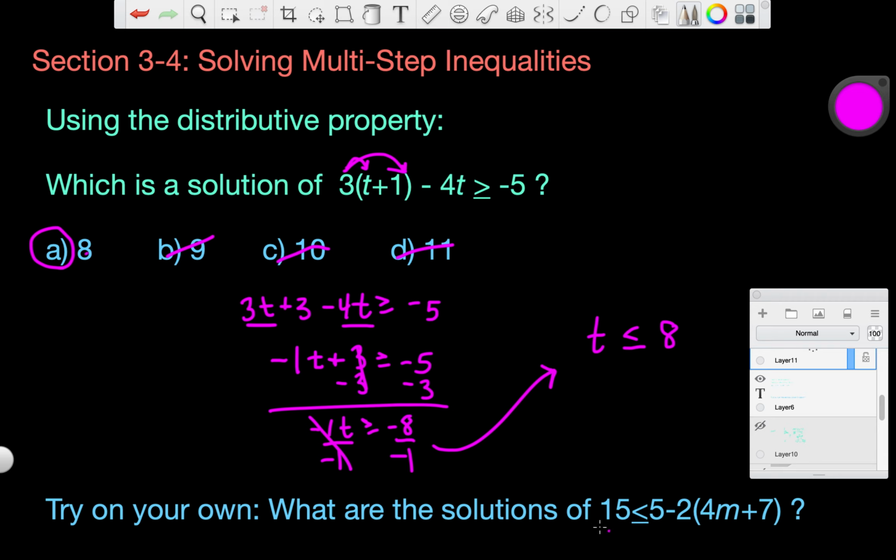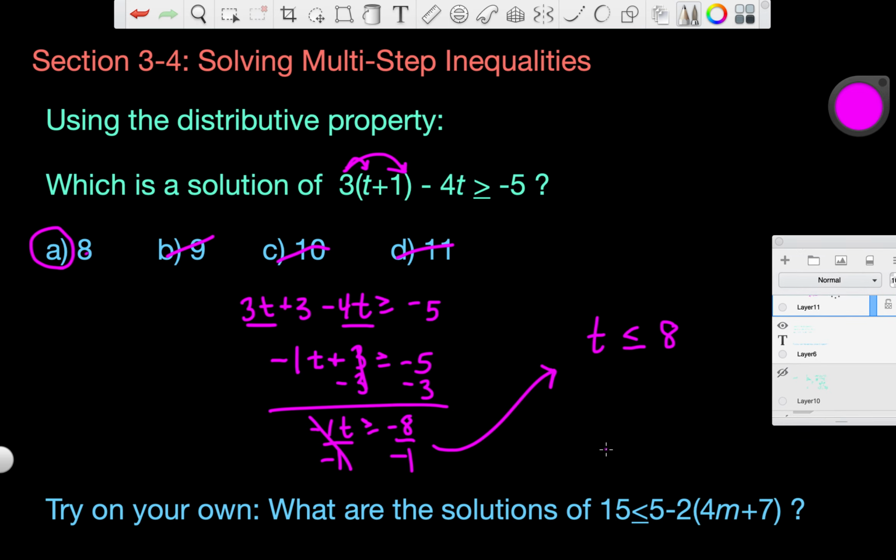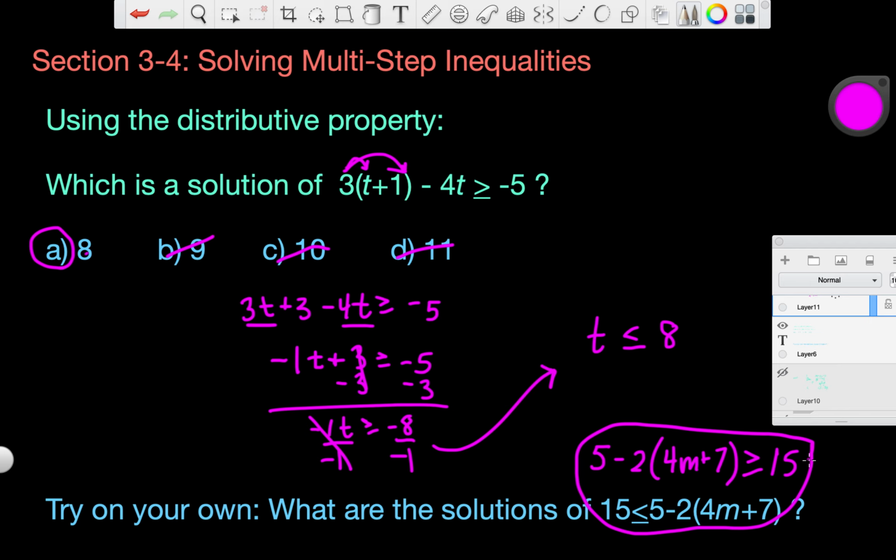I would like you guys to do the same thing for the try on your own, okay? You can also rewrite this as 5 minus 2 times 4m plus 7 is greater than or equal to 15. They're the same thing, okay? And we are moving on.